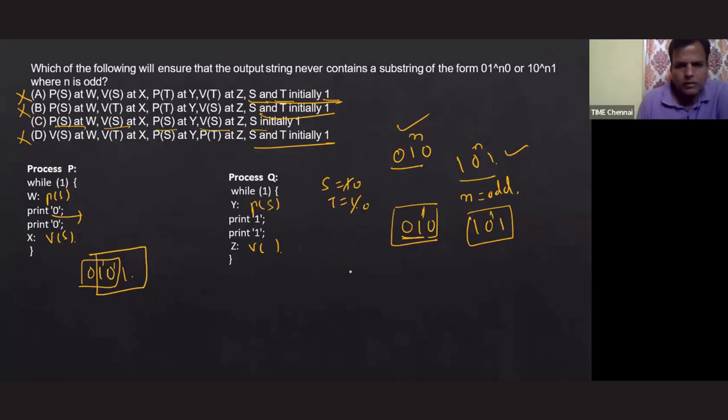So this is S. S equals 1. Process P is performing down on S and printing 0. Now I'm preempting this process. Nothing will happen. Why? Because S value is 0, Q cannot enter successfully.